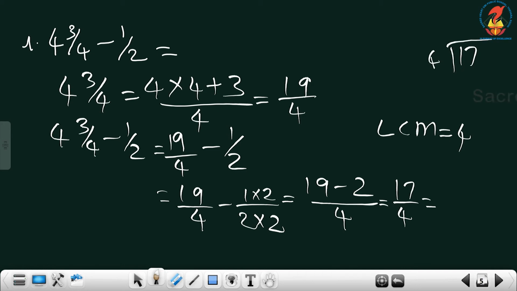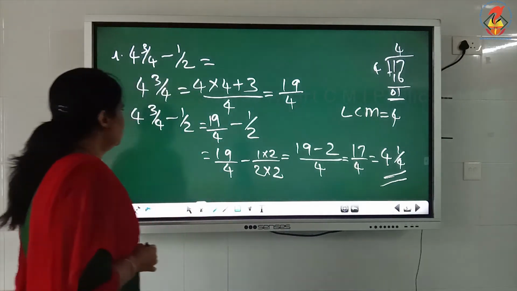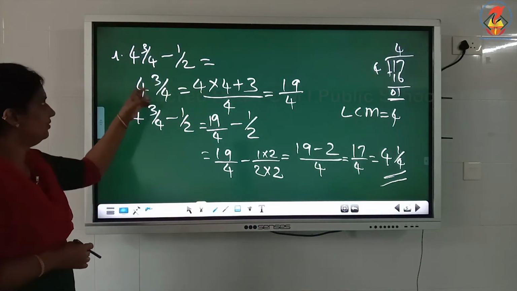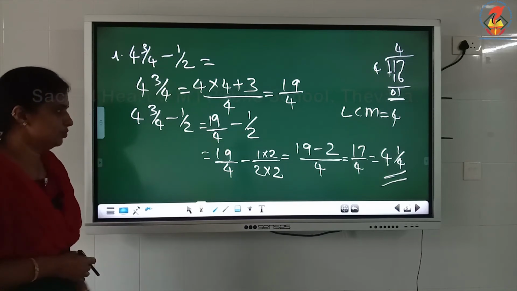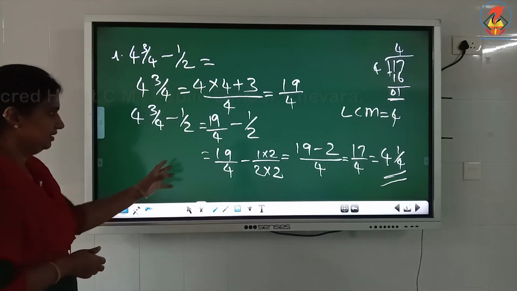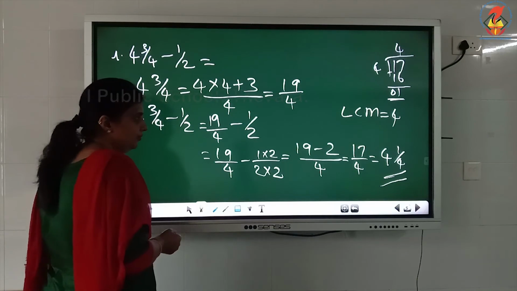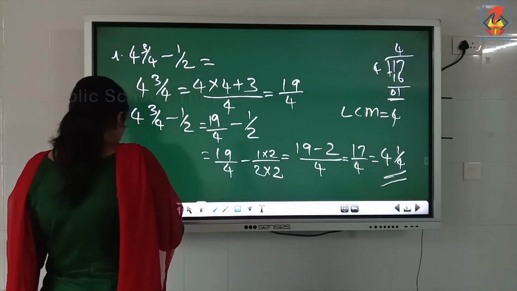17 by 4 will become what? 4 4s are 16 and 1. That is 4 and 1 by 4. Is it clear, children? 19 by 4 minus 1 by 2, 19 by 4, and the LCM is 4, and after that 19 minus 2 divided by 4, that is 17. Okay.